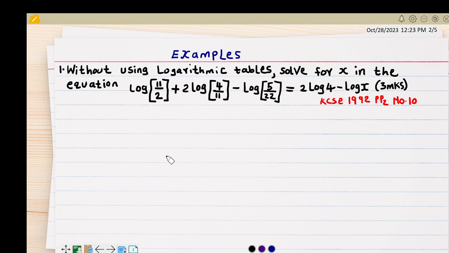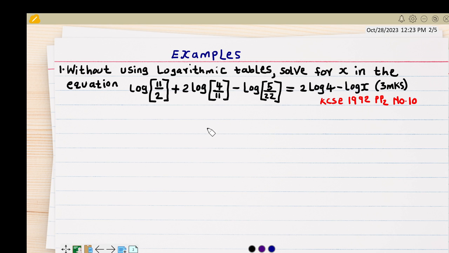Then we look at examples on how we can apply these laws. Our first example is a past paper question done in the year 1992, paper 2, question number 10. It reads, without using logarithmic tables, solve for x in the equation log of (11 over 2) plus 2 log of (4 over 11), minus the logarithm of (5 over 22), is equal to 2 log 4 minus the logarithm of x.